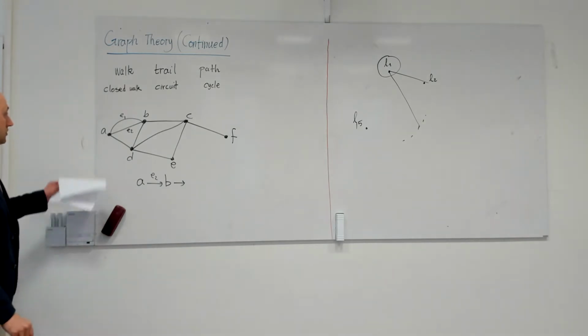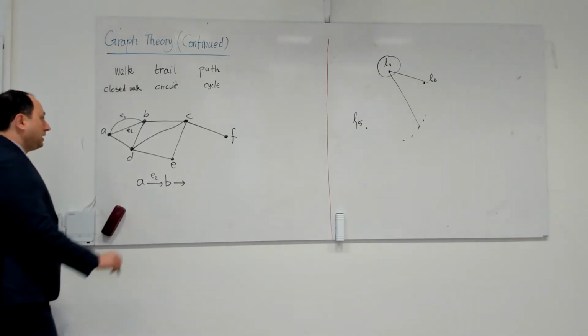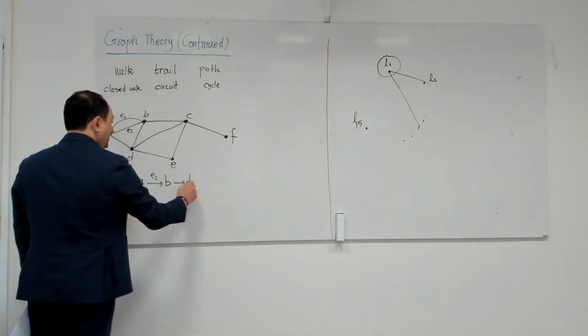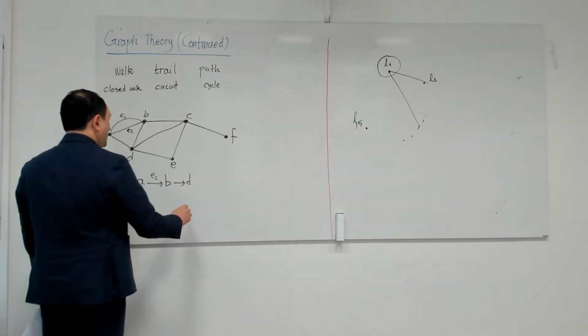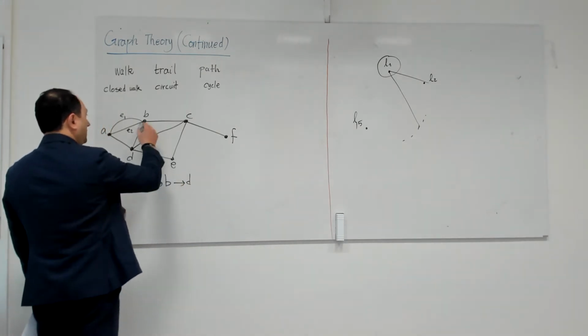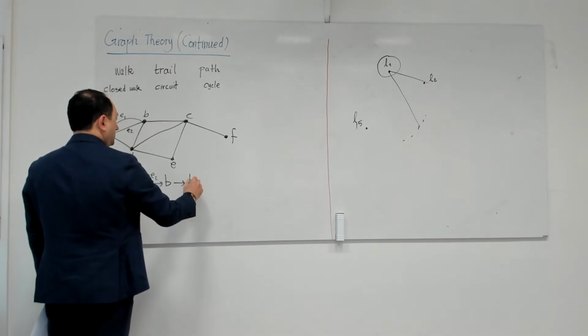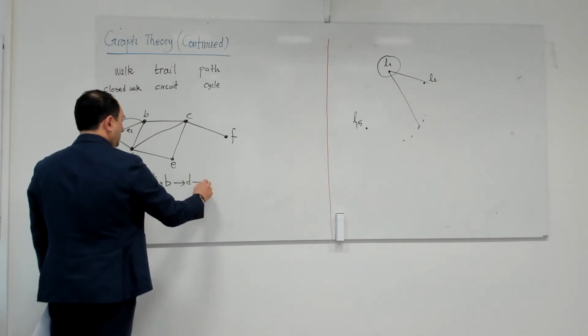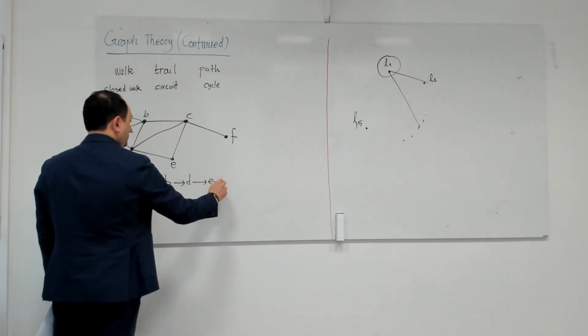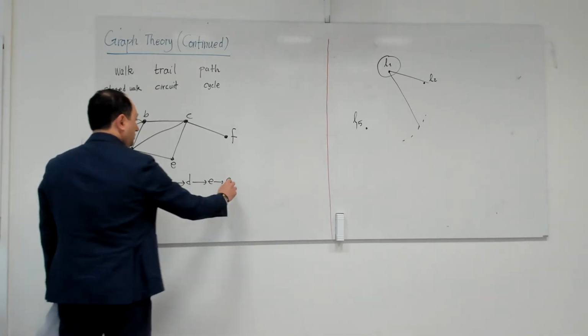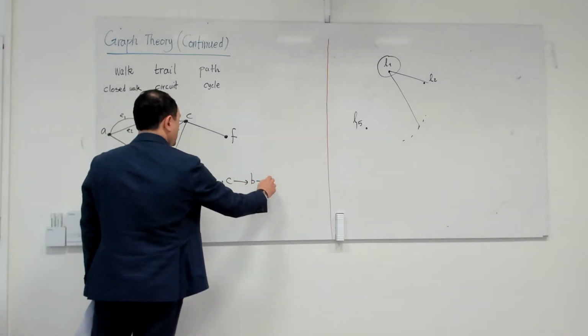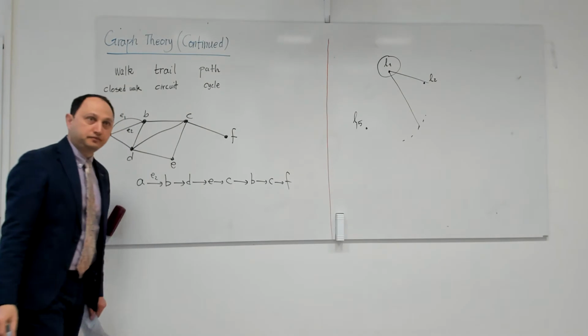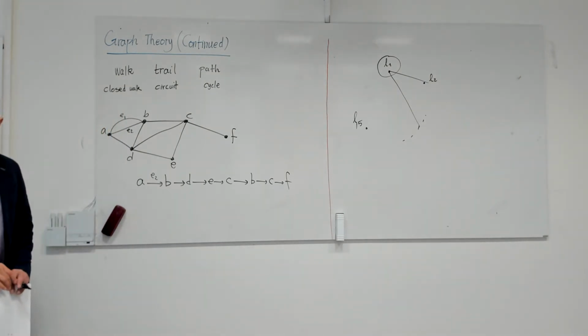I choose E2 from going A to B, and then from B to D, and then, for example, then I go to E, and then I go to C, then I go to B, then I go to C, then I go to F. For example, so let us see what is happening here.